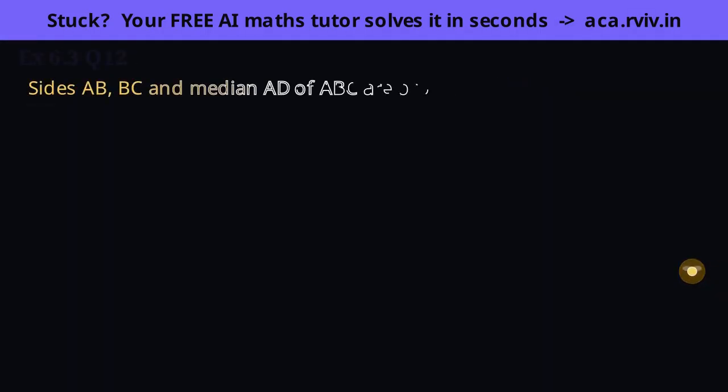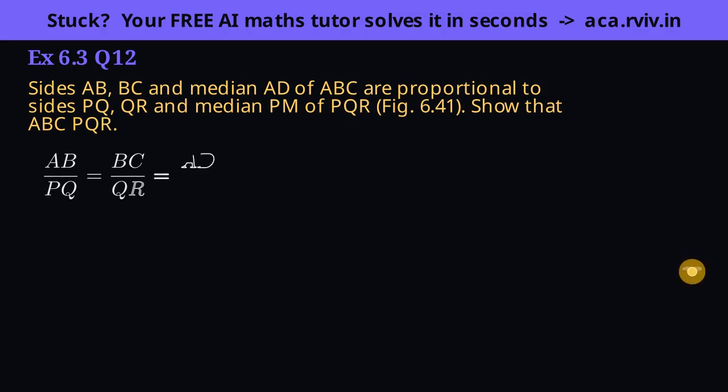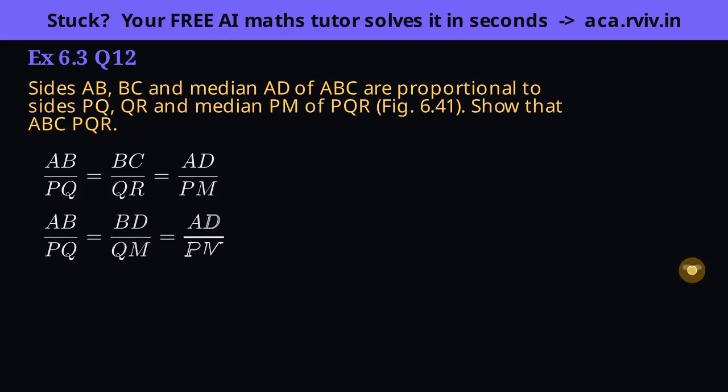Double the medians into full lower sides, then use SSS on the small triangles. Set up, medians go to midpoints, so BD is half BC and QM is half QR. Doubling keeps the given ratio intact. Replace BC by 2BD and QR by 2QM. The two cancel, so AB, BD, AD are proportional to PQ, QM, PM. By SSS, triangles ABD and PQM are similar. So angle B equals angle Q, taken from those similar triangles.